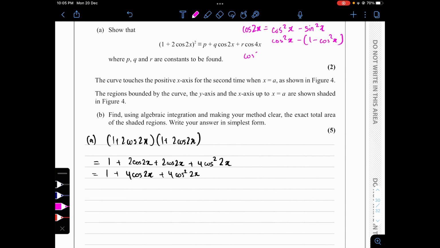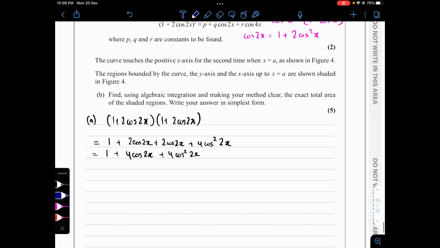So cos 2x equals 1 plus, cos and cos will be plus, 2 cos squared x, right? In this case, you can see we have 2x here. So let's look at our situation. Because it's 2x, we can write cos 4x would be 1 plus 2 cos squared 2x.